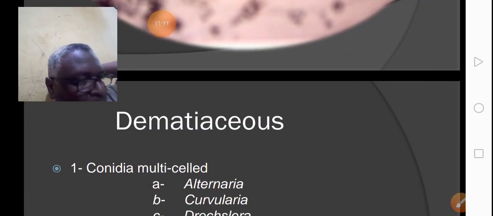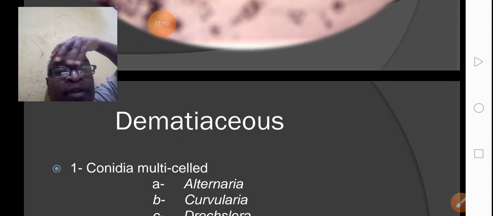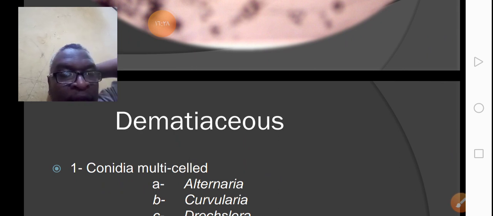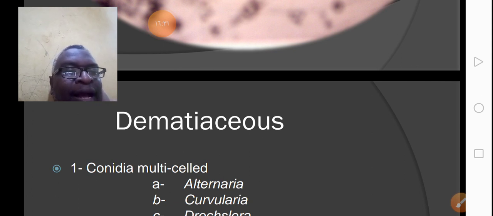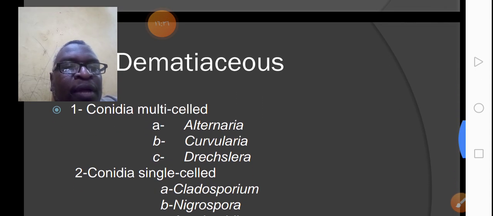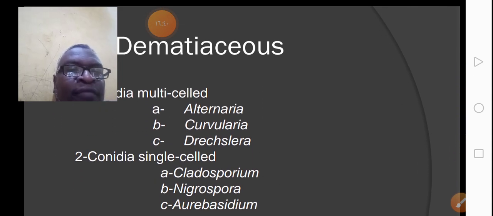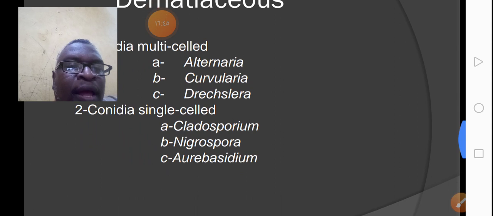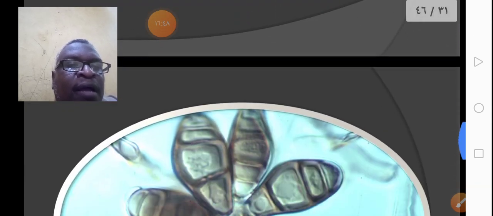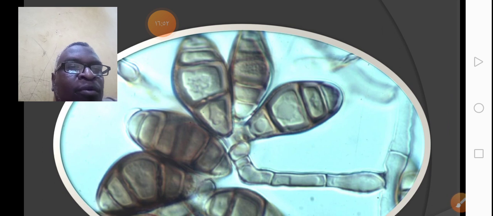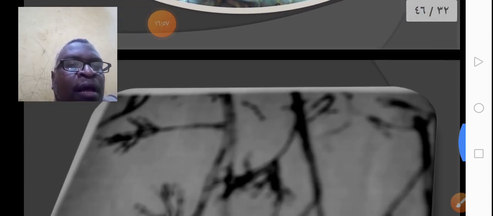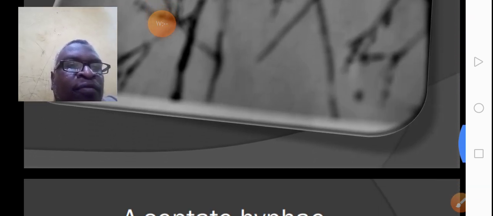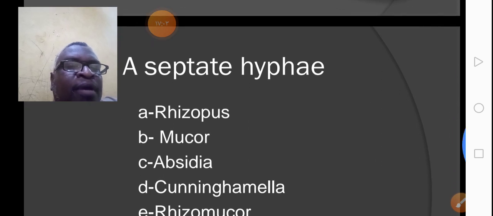The other part of the hyphae, according to their color, are very dark, dematiaceous. We have conidia in multicells; we call it Alternaria. We have Curvularia, and we have Drechslera. Also, we have single-cell conidia like Cladosporium, Nigrospora, and Epicoccum. These are a part of these conidia. As you see, these are multicellular conidia with a very dark color. This part is of another species.